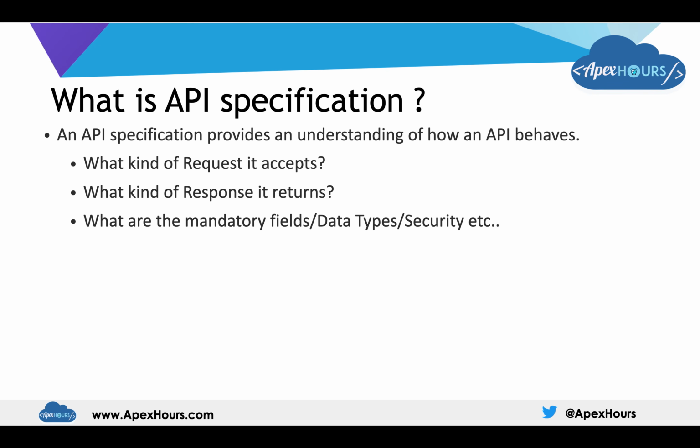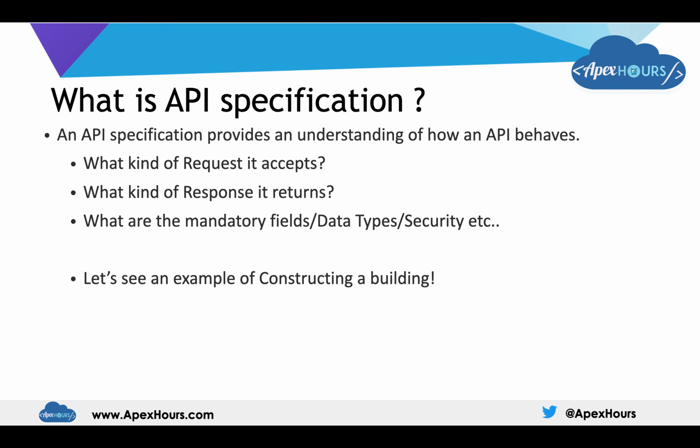So you will design an API where username and password are mandatory fields, something like that, right? So what kind of request it accepts, what kind of response it returns, what are the mandatory fields, and what is the data type. Data type here means whether it is a string or number or JSON or array, all this kind. And is there any security like authentication or authorization? All these details we have to specify. When I say specify, that's what specification is.